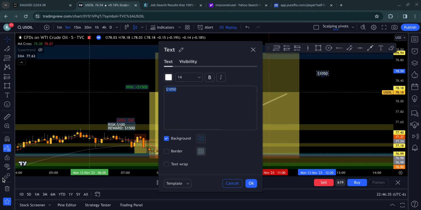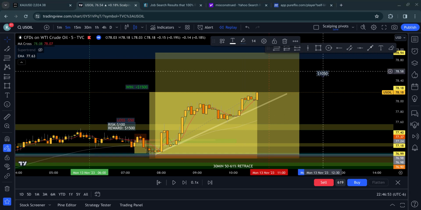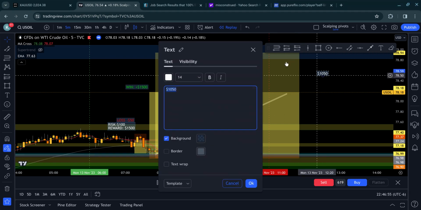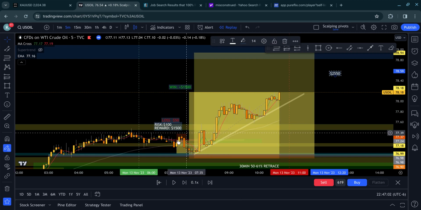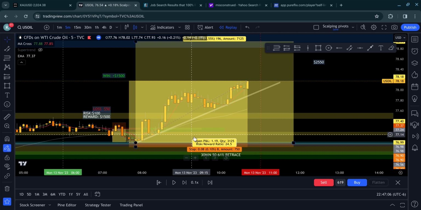What's 1,500 plus 1,050? This is simple math, but I'm gonna use my calculator anyway. So 1,500 plus 1,050. Now you're at a total of $2,550, right? That's crazy. $2,550, right? Crazy.